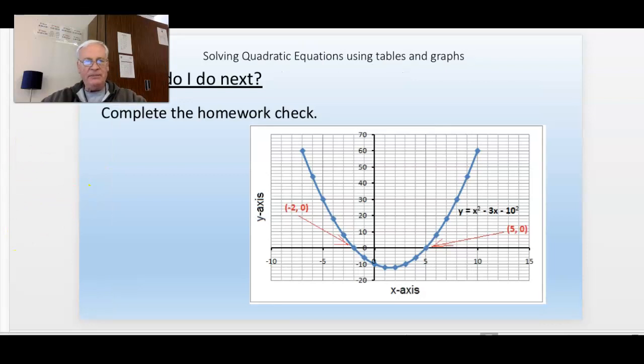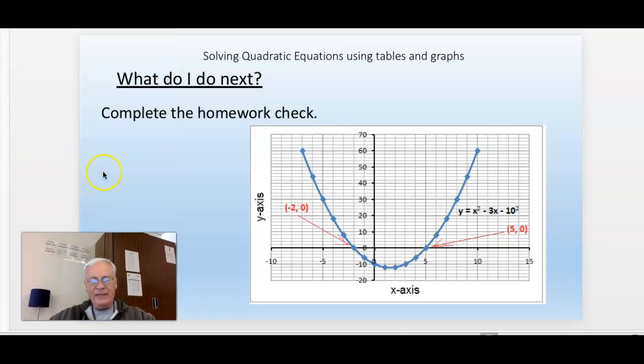Right now, please complete the homework check, and we'll look at it in class tomorrow as well.